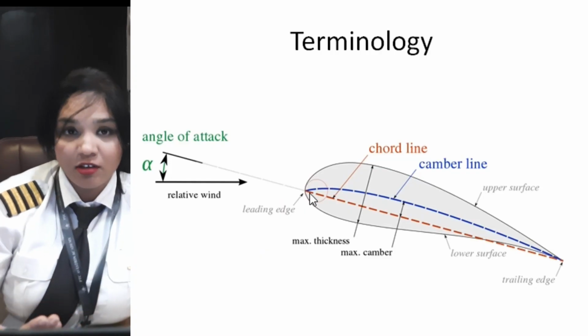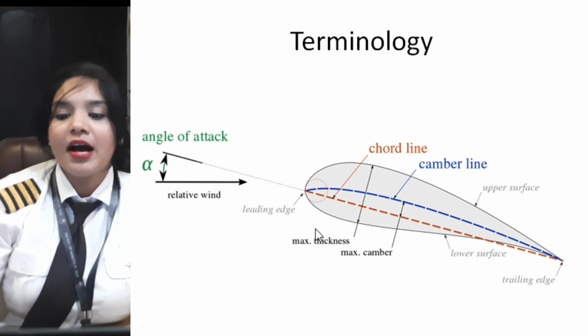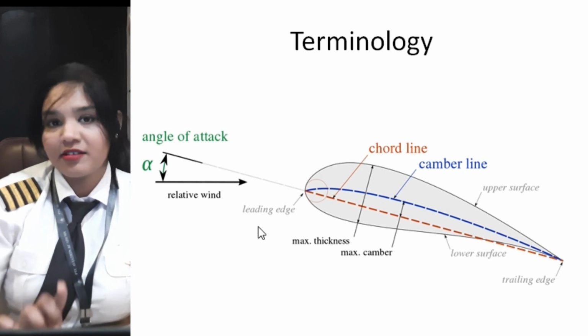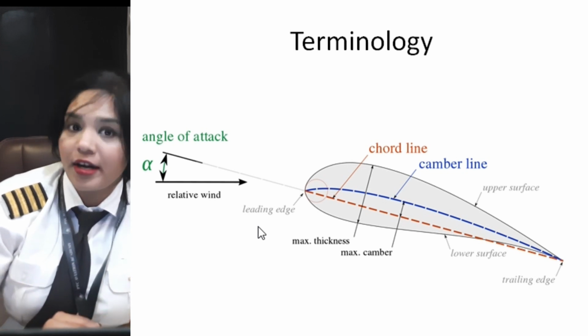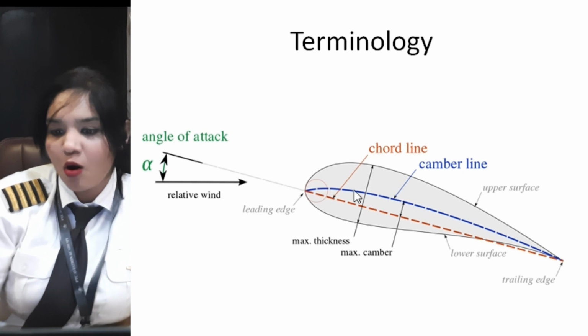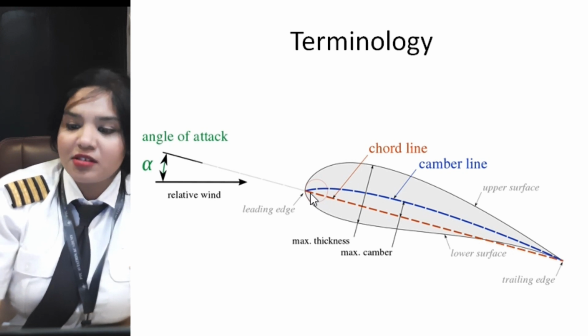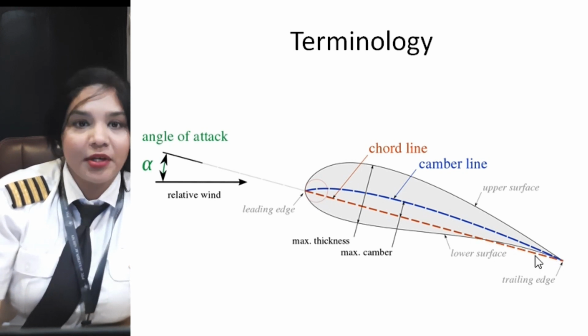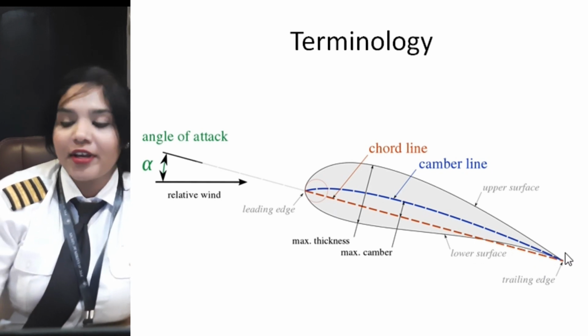Now coming into the terminology, in an aerofoil, there is a leading edge, which is the front part of the aerofoil, and trailing edge, which is the back part of the aerofoil. Now, a straight line connecting the leading and trailing edge in an aerofoil is called a chord line. As you can see, this chord line doesn't go through the aerofoil. If you see over here, it is coming outside of the aerofoil itself.